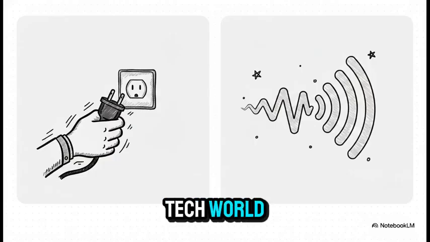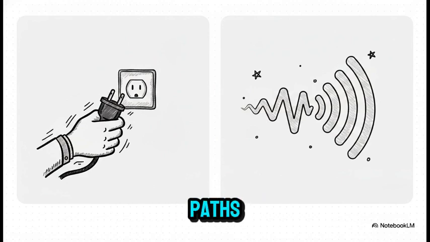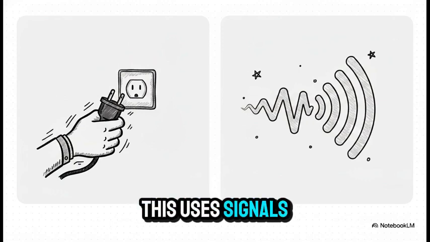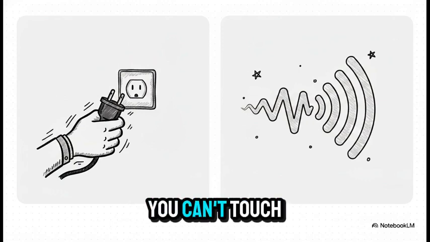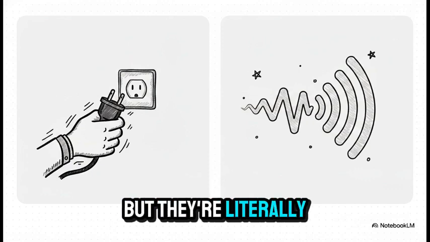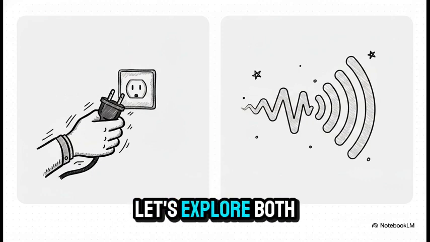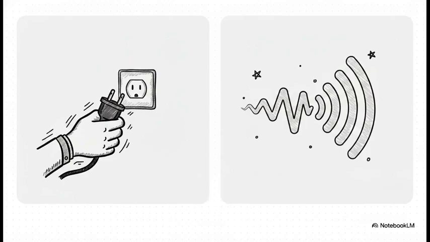Now, in the tech world, this road basically comes in two main styles. Let's look at this big split. On one side, we've got wired paths. These use physical cables, things you can actually touch and hold in your hand, like the cords you plug into a wall. And on the other side, we have wireless paths. This uses signals that travel right through the air. You can't touch them, you can't even see them, but they're literally all around us. Physical cables and invisible signals. Let's explore both, starting with the wires.